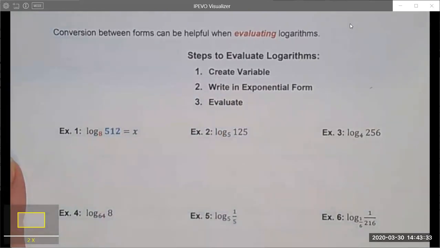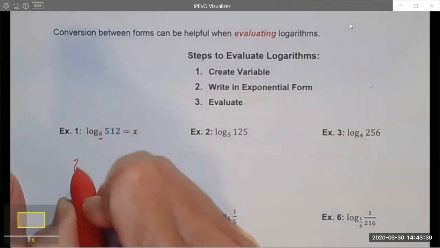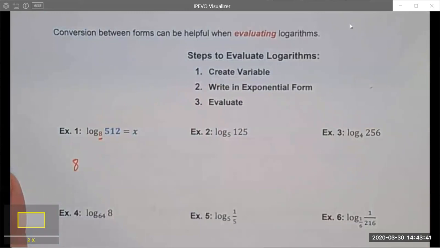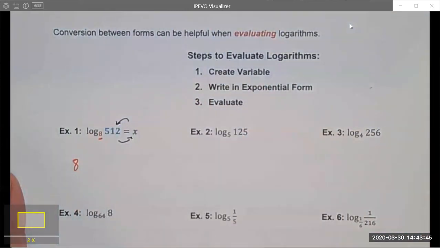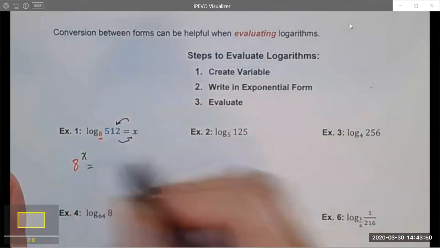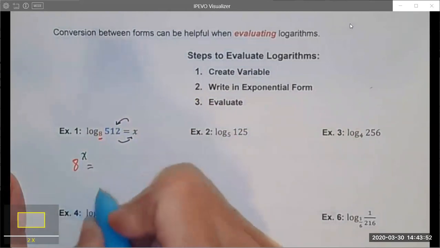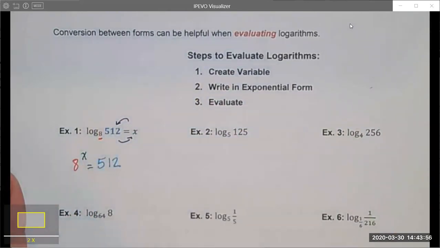So let's do that. Let's rewrite this as an exponential function since I've already created my variable. 8 is my base. I roll my log. And when I do that, the x becomes my exponent. And I'm looking for the value of x that 8 can be raised to give me 512. So from here, I can either use a calculator or I can do this by hand to figure out what the value of x is.